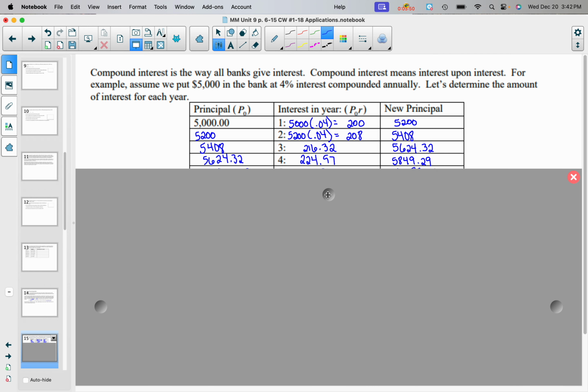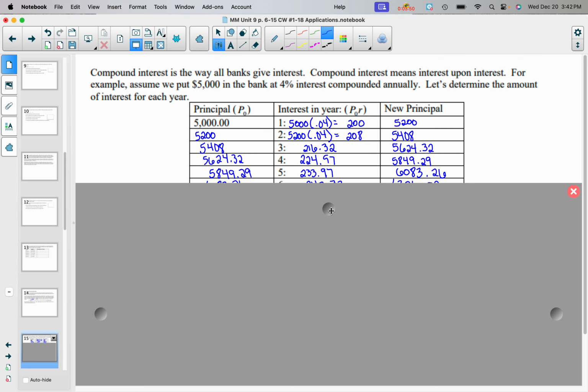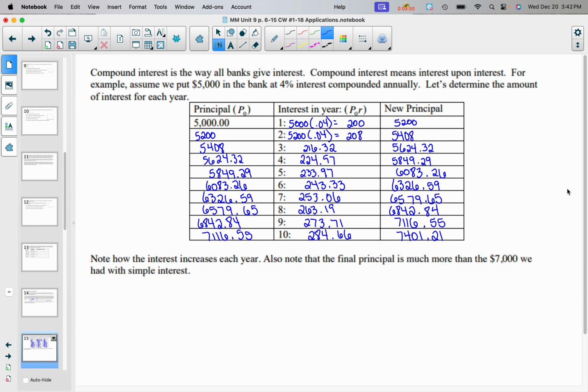So hopefully you did this on your own first. Last chance, because now I'm just going to kind of reveal all the chart. So I guess you can pause it and fix your answer or finish doing the chart. But I want you to notice after 10 years, this is the new principal.